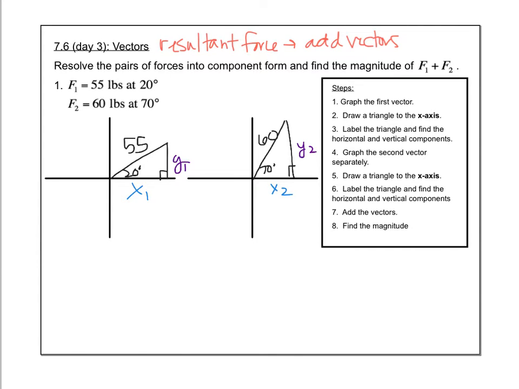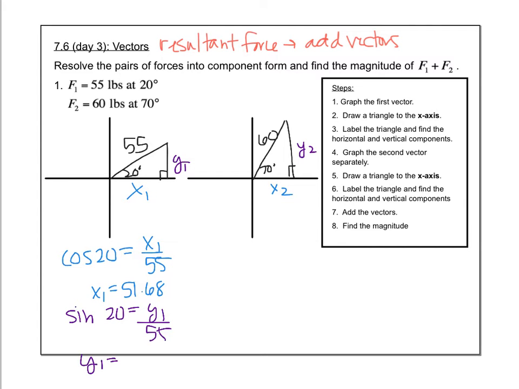So in the first vector, to find x1, we would use cosine. It'd be cosine of 20 equals x1 over 55. And you're going to multiply by 55 to the other side. And you get 55 times the cosine of 20. You get 51.68. And then we're going to find the vertical component, so that's going to be sine, because it's opposite over hypotenuse. Sine of 20 equals y1 over 55. And then we're going to multiply by 55 to the other side. And you get 18.81.